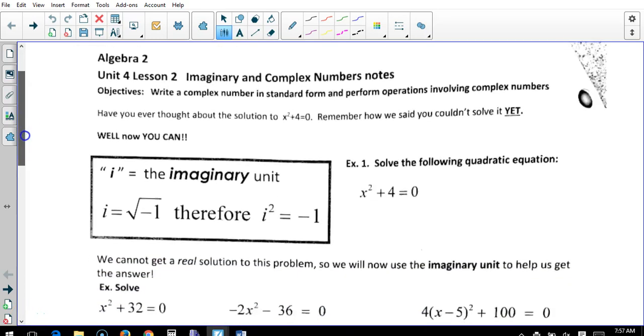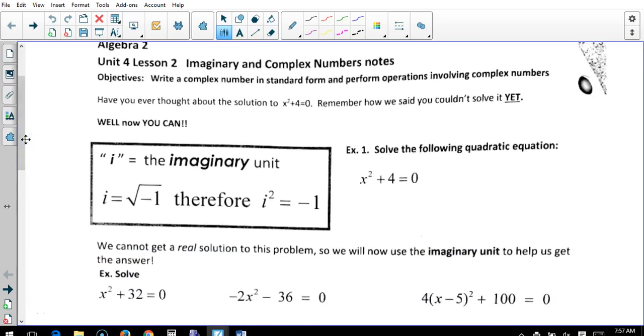Section 2, imaginary and complex numbers. So we've talked about the fact that complex numbers were going to be coming along, and imaginary numbers, and here we are. So our objective is to write a complex number in standard form and perform operations with them.